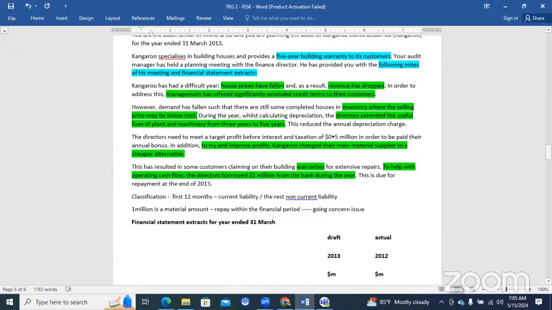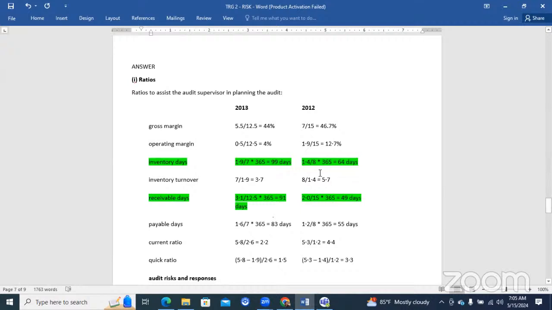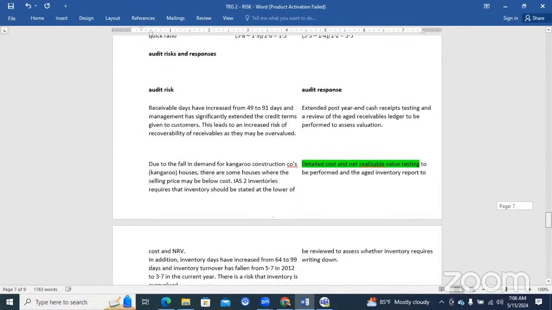Now let's look at the ratios. Take inventory days. In 2012 it is 64 days. In 2013 it is 99 days. Inventory days significantly increased. By that they are telling us, in the story, the NRV issue. Both should be merged together.